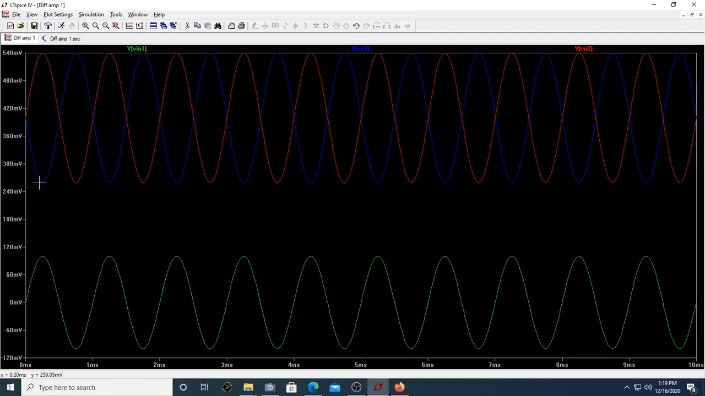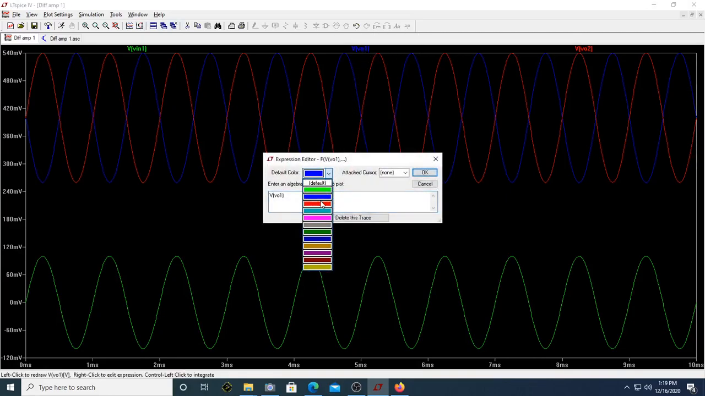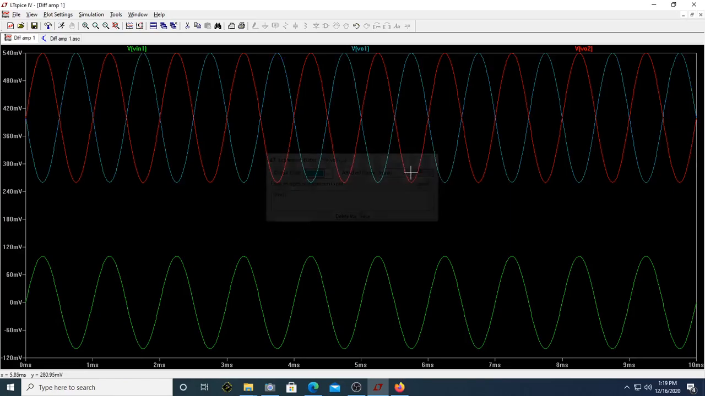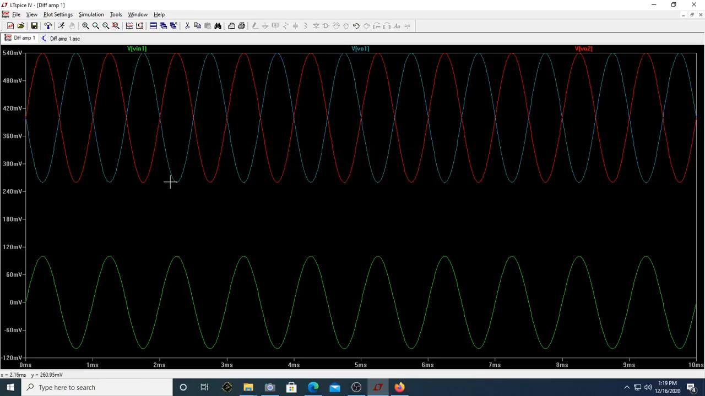You can see V02 is actually in phase with VID, whereas the blue one, which is V01, you can see the blue one. Let me just change it to a different color. I'll make this. You can see this is V01, this is actually out of phase.